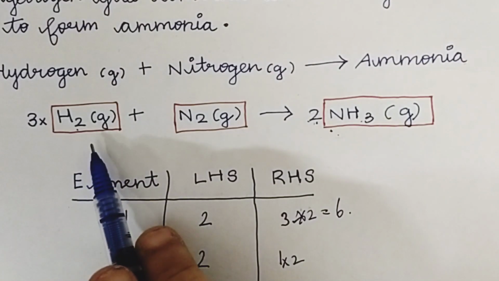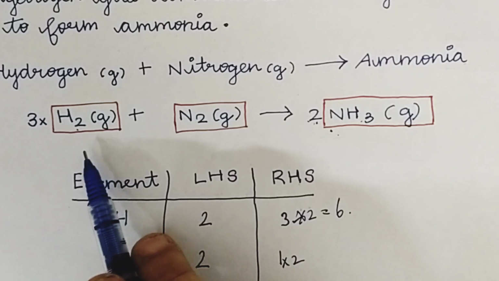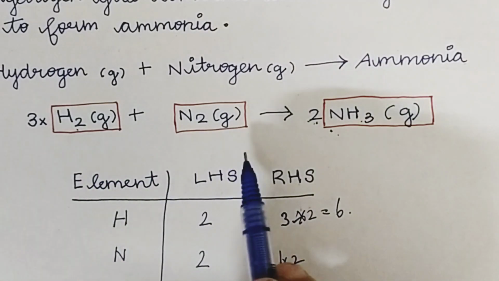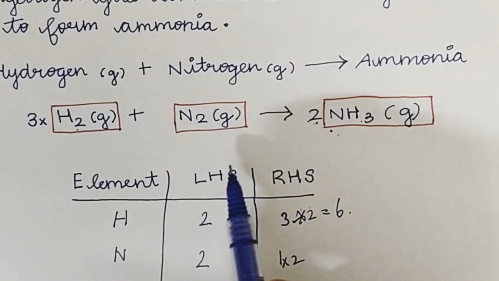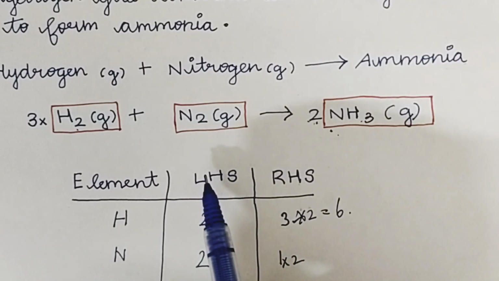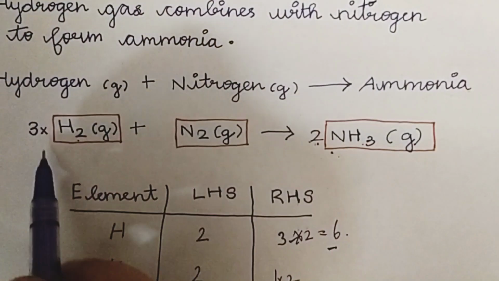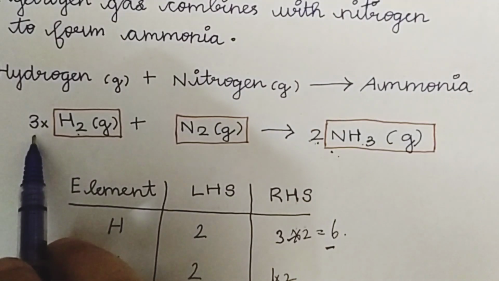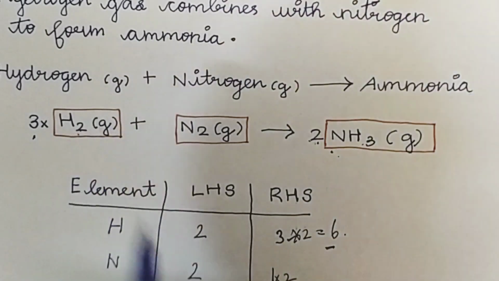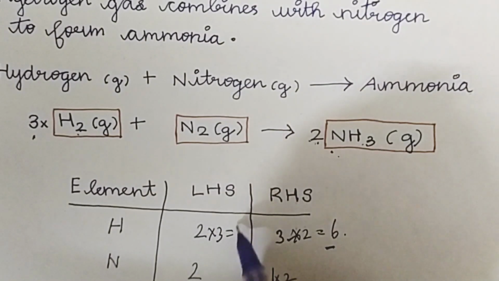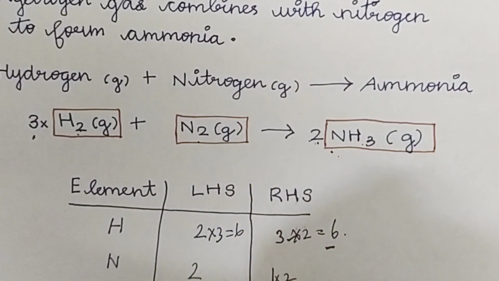So the same way we have to do in LHS also. So we are balancing only to satisfy the law of conservation of mass. So according to law of conservation of mass, mass can neither be created nor be destroyed. Now hydrogen we have to make it as 6. So here 3 multiplied by 3. So 3 into 2, 6. Now nitrogen already 2. So now it is balanced equation.